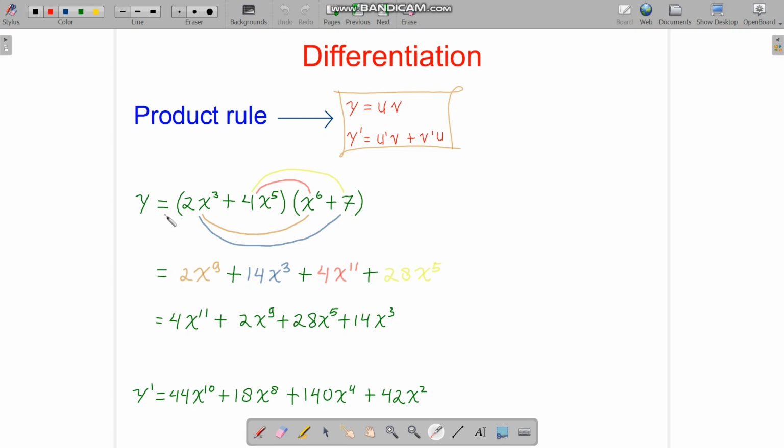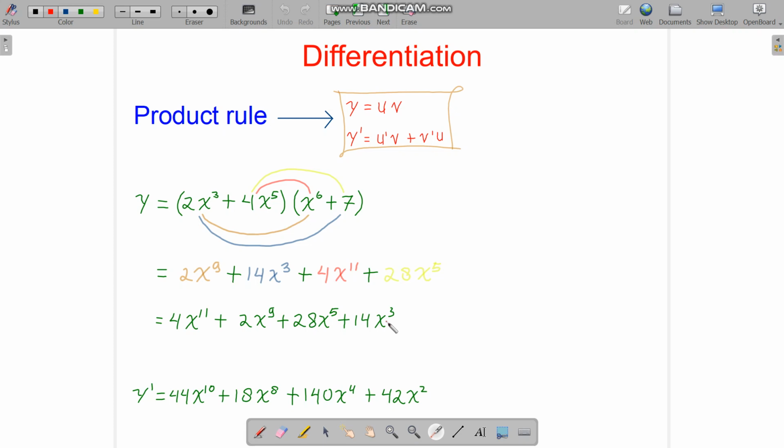So for example, if we have y equals (2x cubed plus 4x to the power of 5) times (x to the power of 6 plus 7), if we just expand one by one, we get 2x to the power of 9 and 2x cubed times 7, 14x cubed. 4x to the power of 5 times x to the power of 6, we get 4x to the power of 11. 4x to the power of 5 times 7, we get 28x to the power of 5. And if we arrange in descending power of x, we have 4x to the power of 11 and 2x to the power of 9, 28x to the power of 5, 14x to the power of 3.